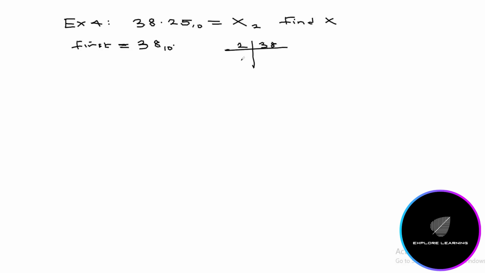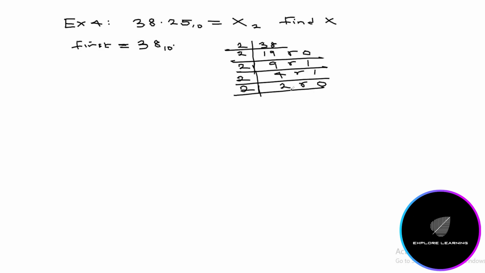So 2 into 38 is going to be 19, remainder 0. We say 2 into 19, so that is going to be 9, remainder 1. We go another round, 2 into 9, that is going to be 4, remainder 1. So we go for another round, 2 into 4, that will be 2, remainder 0. And then we say 2 into 2, that will be 1, remainder 0.